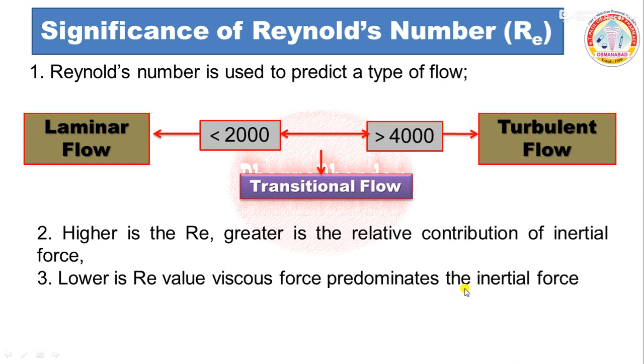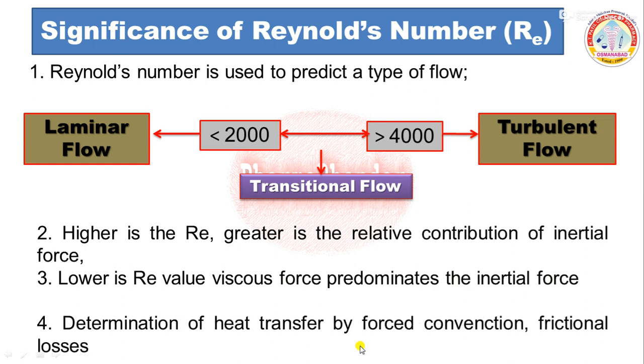Along with that, this Reynolds number also plays an important role in determination of heat transfer by forced convection or during the frictional losses, as the heat transfer mainly depends upon the type of flow produced in the liquid. Along with that, this Reynolds number is also used in determining the stability of suspension, as the rate of settling of particles mainly depends upon the type of flow produced in the liquid. These are some significance of this Reynolds number.